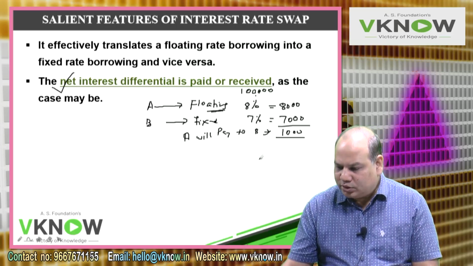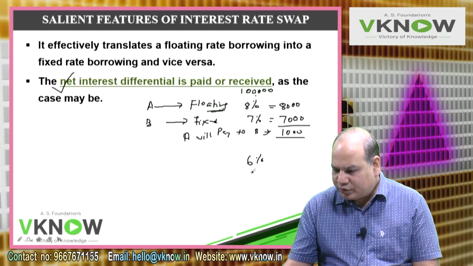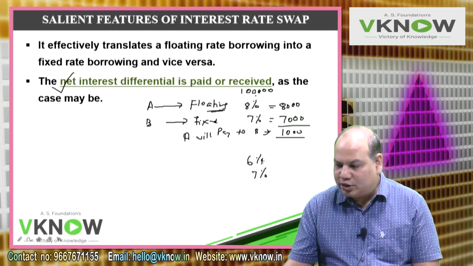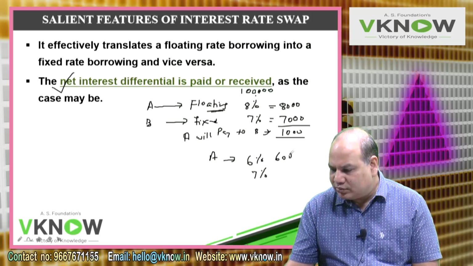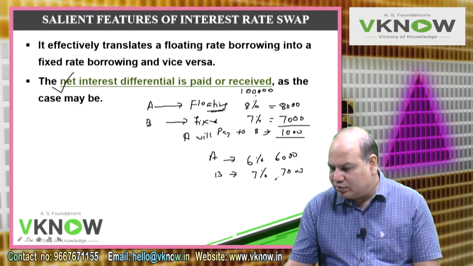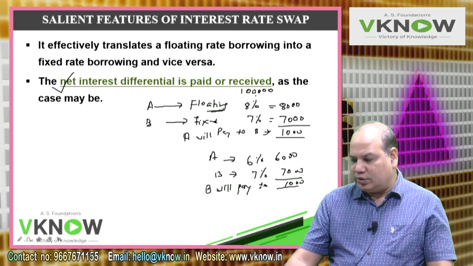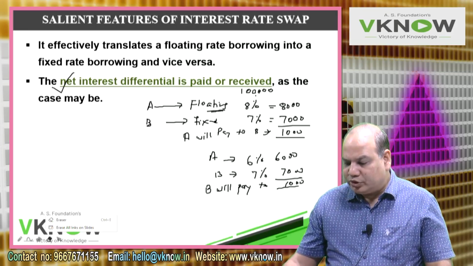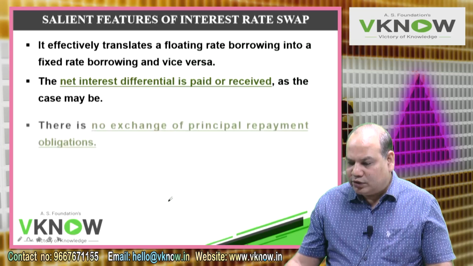Maybe in the next year the floating rate is 6% and the fixed rate will remain 7 only. Fixed will remain fixed. So now A will pay to B at 6%, 6000. B has to still pay at 7%, 7000. This time also the difference is 1000, but this difference B will pay to A. B will pay to A 1000. This way every period, they may agree for 6 month settlement or 1 year settlement, and they will receive or pay the difference.